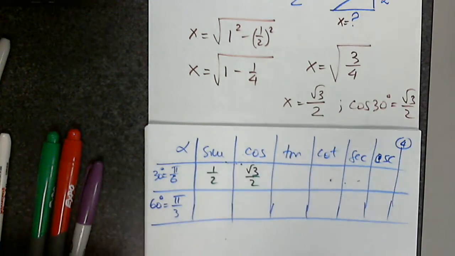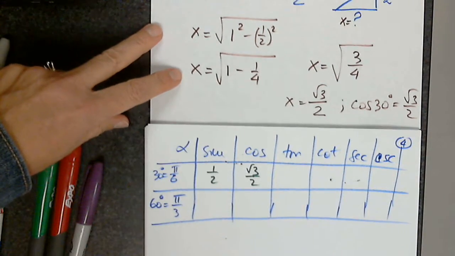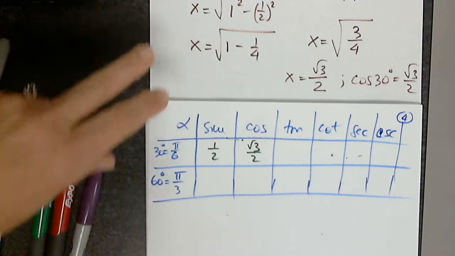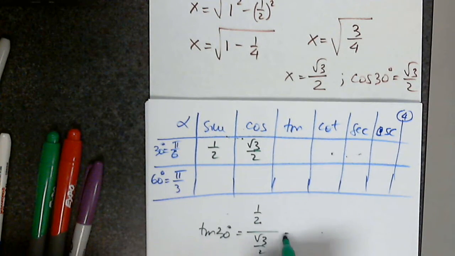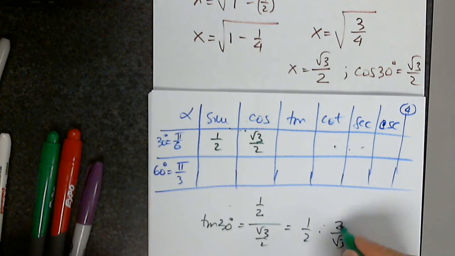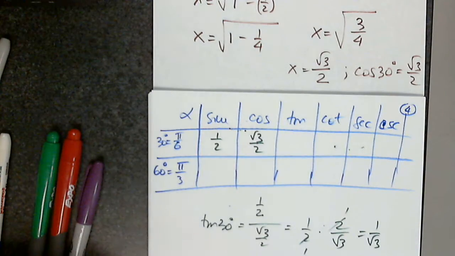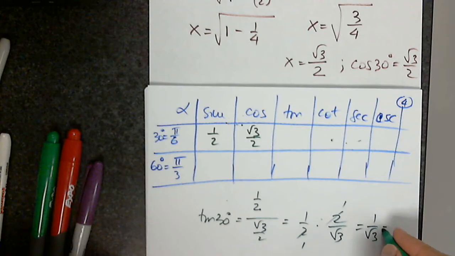Yes. Perfect. Now I have to calculate the tangent. So it will be 1/2 over the square root of 3 over 2, tangent of 30 degrees. I copy the top. I flip the bottom. And I get 1 over the square root of 3, but we don't like radicals in the denominator. I rationalize with the square root of 3, and I get this.